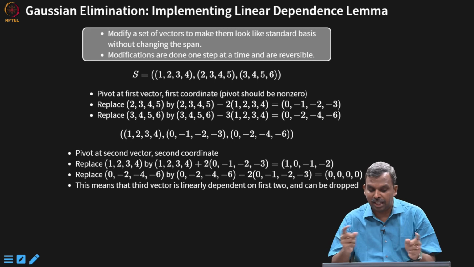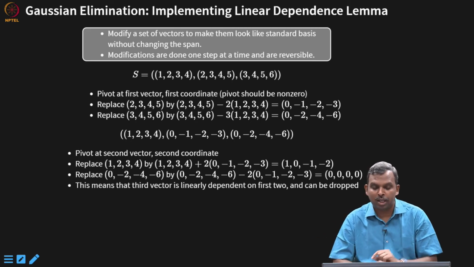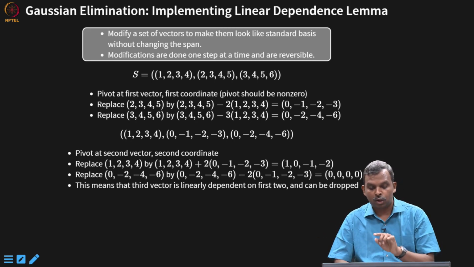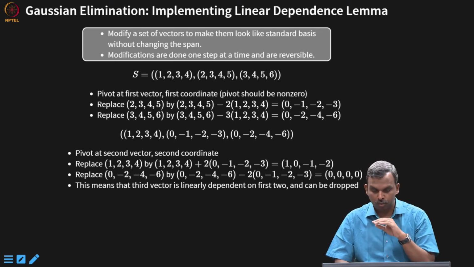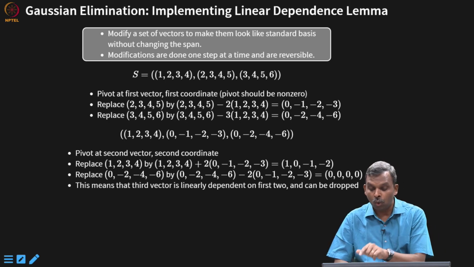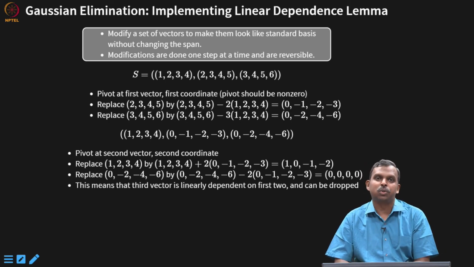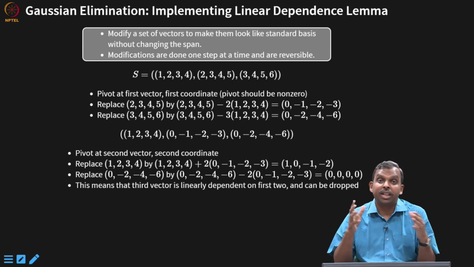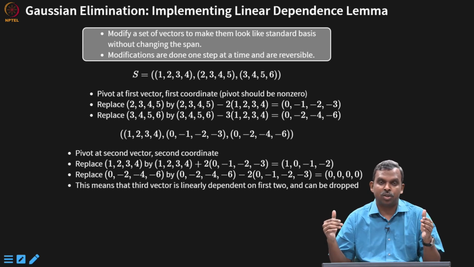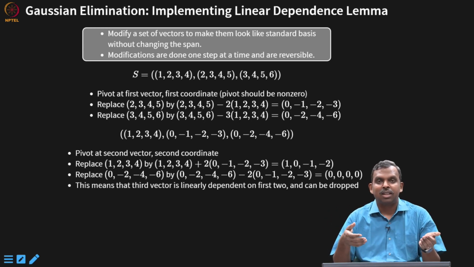I get another vector, and once again notice the reversibility here. I have not killed the reversibility. Also 0, minus 2, minus 4, minus 6 you can replace by something, and there it becomes interesting. What do I get? 0, 0, 0, 0. So, I end up getting 0, 0, 0, 0 when I try to make the second coordinate of the third vector 0. Now this means at this point you have linear dependency. Anytime you get 0, 0, 0, 0, you know that this vector is actually linearly dependent on the other vectors. So, you can drop that from your list.